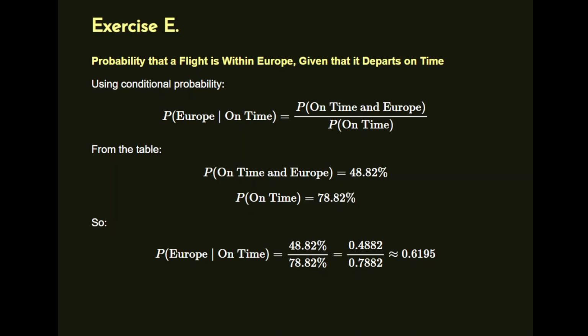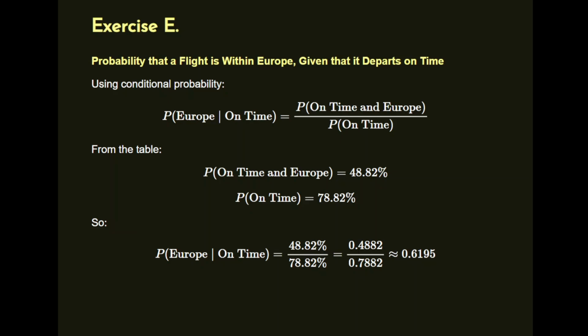Just remember, the phrasing here is completely different. We're asked two completely different questions here in exercise D and exercise E. And this is something to pay attention to. Just read these questions very carefully. So here it's quite explicit, given that it departs on time, that is what the event is conditional on. So what should be under the fraction? Probability of on time and Europe divided by the probability of on time.